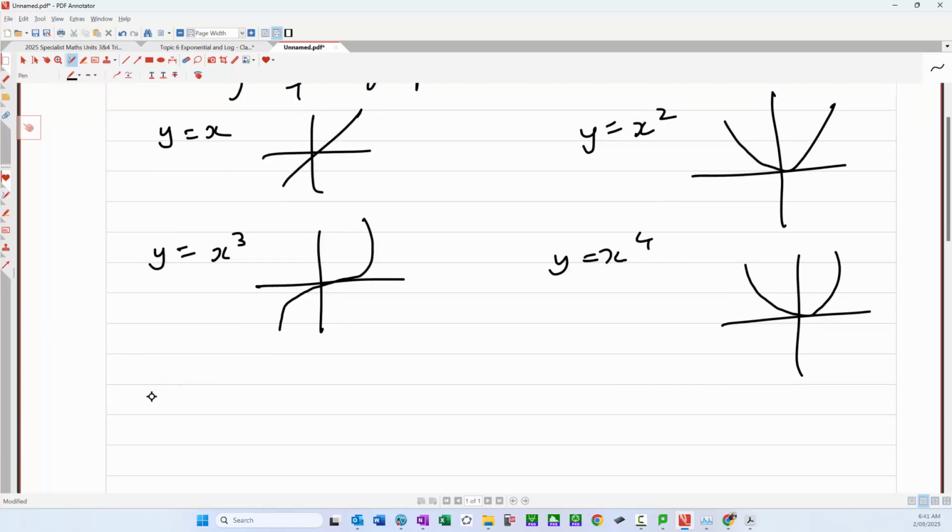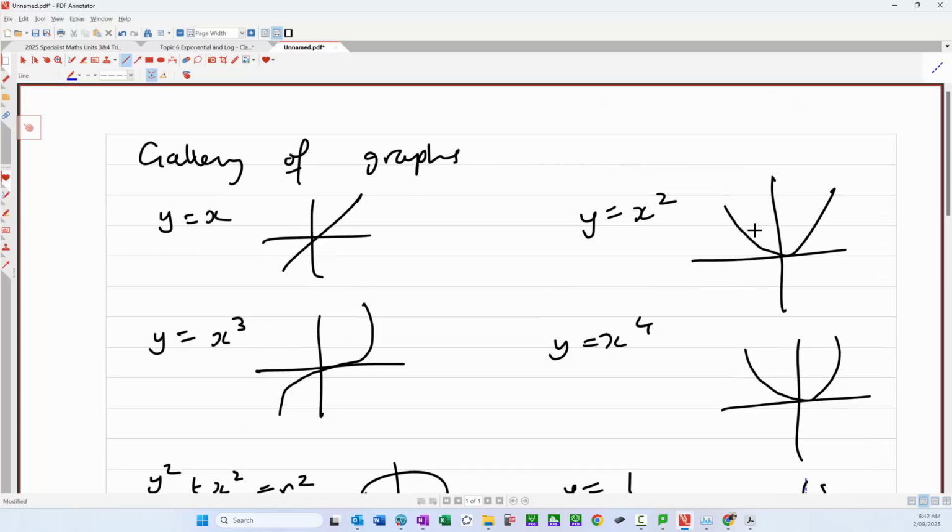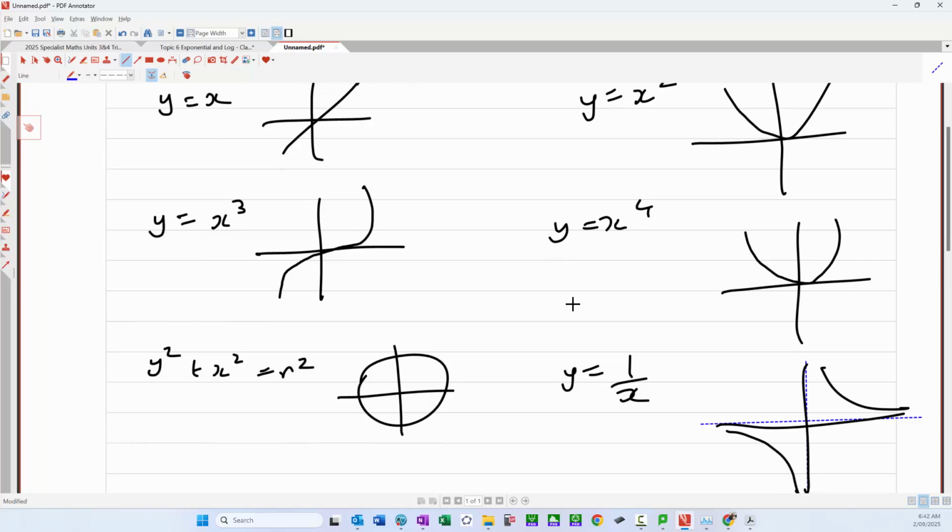What else do we have in the gallery? We had a circle, y squared equals x squared plus r squared. That was that one there. We had a hyperbola, like so. Remembering that guy had some vertical and horizontal asymptotes as well. So that's our gallery at the moment. I think that covers pretty much all of the ones that we've done.